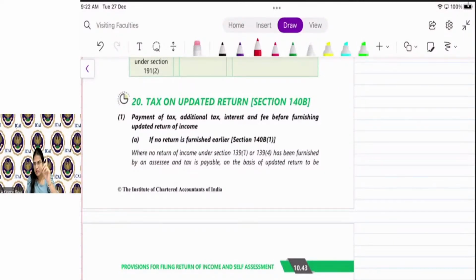Okay. See, first you have to file your return within due date. Or if you forgot to file your return within due date, then you have to file your return within the due date of belated return. That is 3 months prior to end of assessment year. And if you miss that date, then only you can file updated return. Okay. You directly cannot file updated return. So if you fail to file original return or fail to file belated return, then you can file updated return.